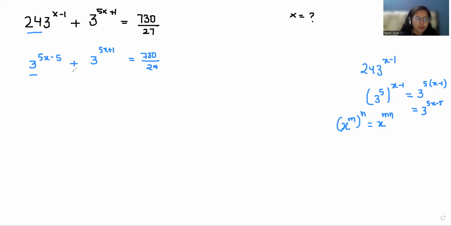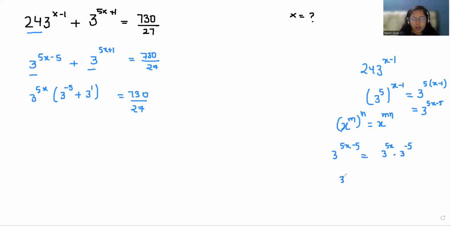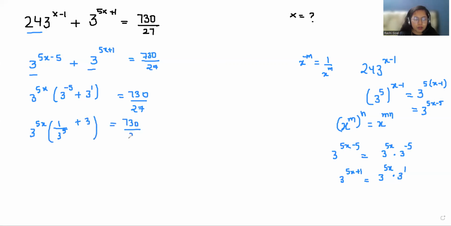Now, if I take 3^(5x) common, what is left? 3^(-5) + 3^1 = 730/27. Because 3^(5x-5) we can write as 3^(5x) multiplied by 3^(-5). Similarly, 3^(5x+1) we can take as 3^(5x) times 3^1. Now, according to the exponent rule x^(-n) = 1/x^n, we can write it as 1 over 3^5 plus 3 equals 730/27.